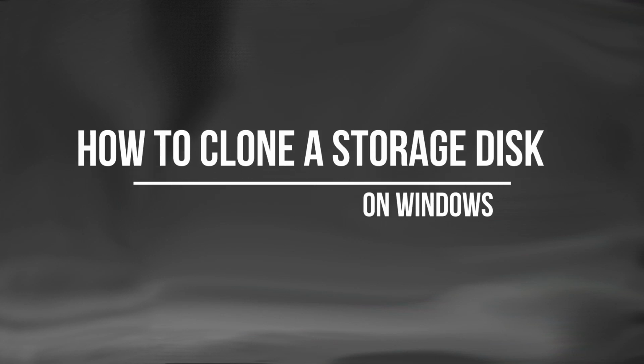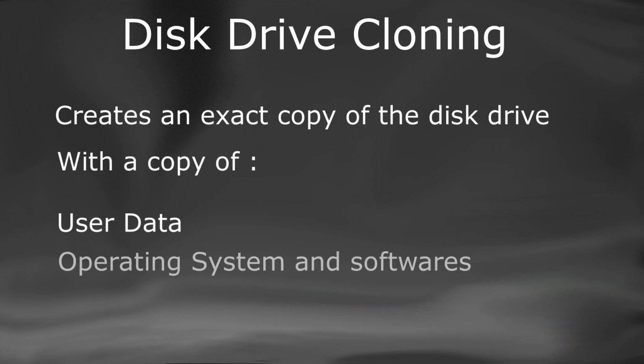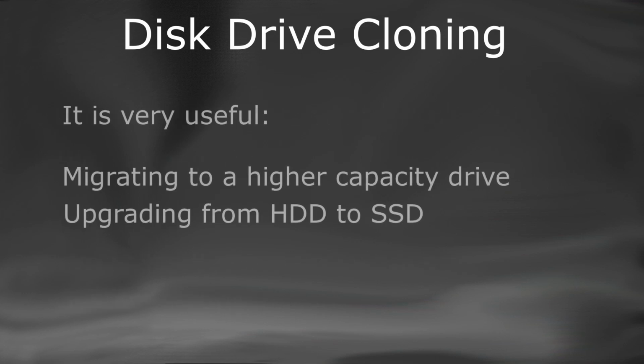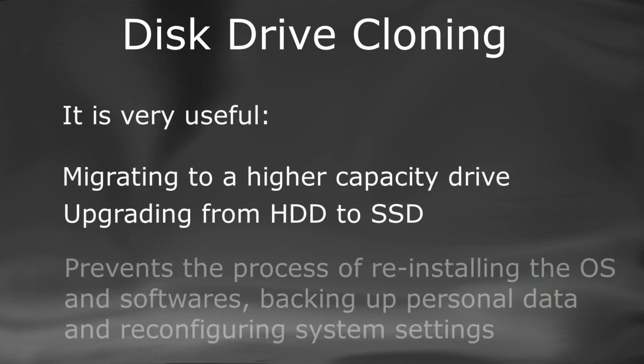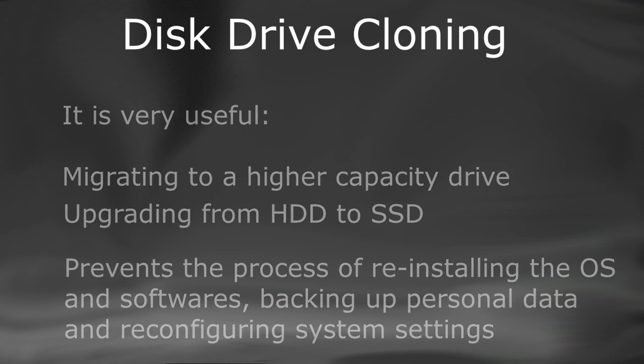How to clone a storage disk on Windows. Disk cloning is the process of creating an exact copy of a computer's hard drive or storage device, including all of its data, operating system, and settings. It becomes very useful when you are upgrading your current storage drive to a better one and you don't want the painful process of reinstalling the operating system and software, backing up personal data, and reconfiguring the system settings.